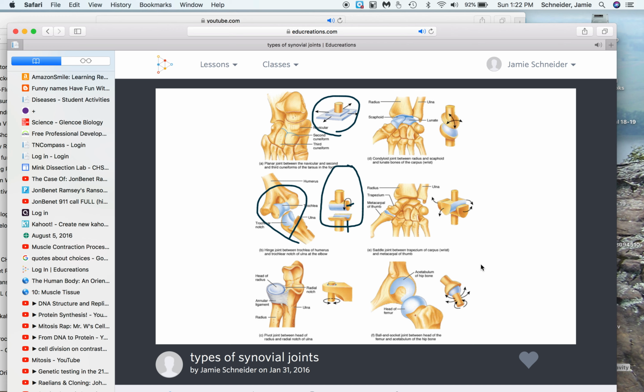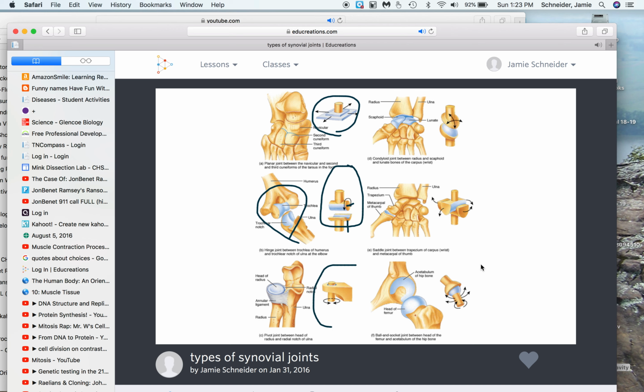And examples of a hinge joint are the knee, the elbow, and the interphalangeal joints. That would be the two bottom knuckles. So it's the second and third knuckle on your hand.